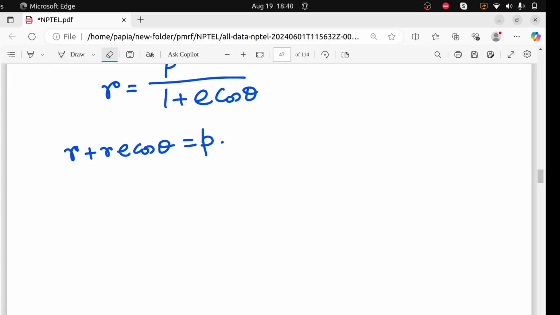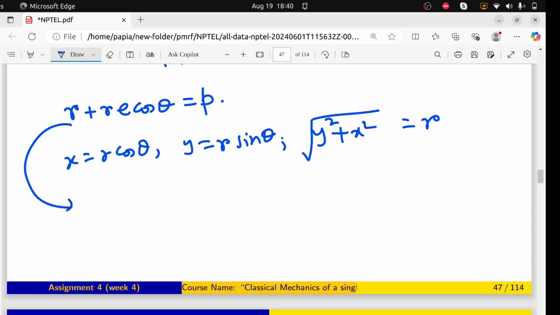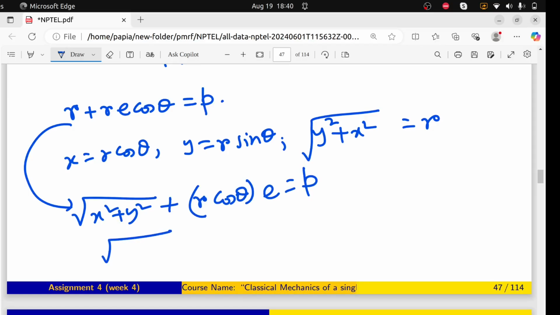Actually I can write it like that. x equals r cos theta, y equals r sin theta. So the square root of x square plus y square is given as r, right? So I am going to put this expression here: root over x square plus y square plus r cos theta e. Now we can see that r plus r cos theta e is nothing but equal to p.